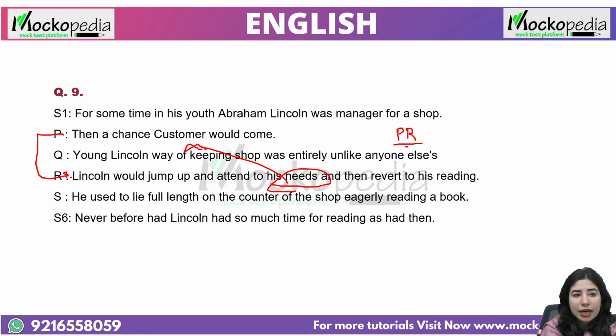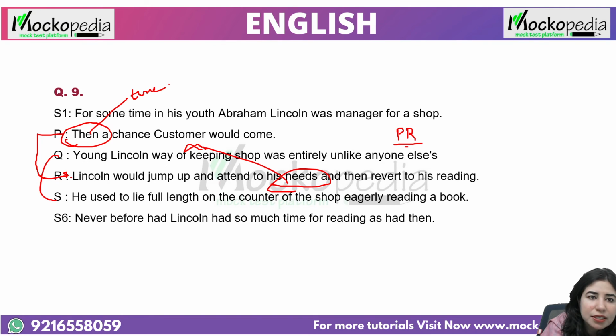So how it was unlike, that we need to see, and that unlike is being explained by S. He used to lie full length on the counter, eagerly reading a book. And then what used to happen? So then is a time clue that you can see that this is what he is doing. And then at a later stage, if a customer is coming, then how is he responding? Right? So never before had Lincoln had so much time for reading as had then. So you can see these are little details that will really make your life sorted.